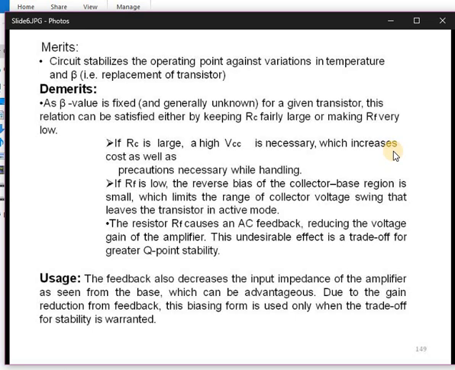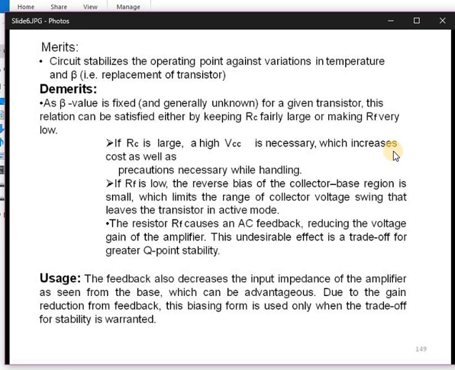That means if you want to increase the RC value, it is necessary to choose a high VCC value. Next, if you make the base resistor value very low, it reduces the reverse bias of the collector base region, which will limit the range of collector voltage swing. Along with that, the resistor RF causes an AC feedback, reducing the voltage gain of the amplifier. This undesirable effect is the trade-off for the greater Q point stability.